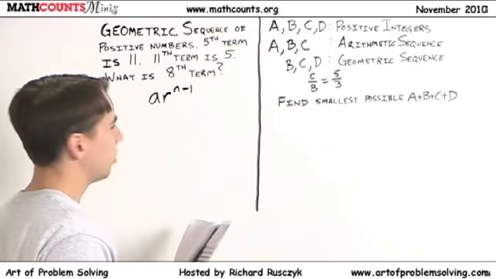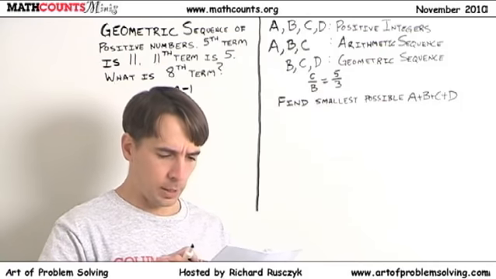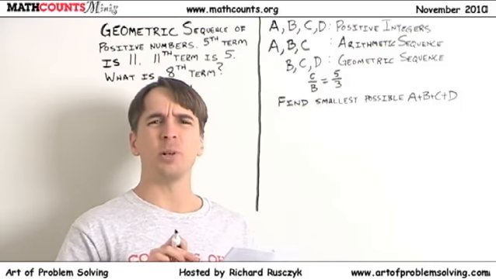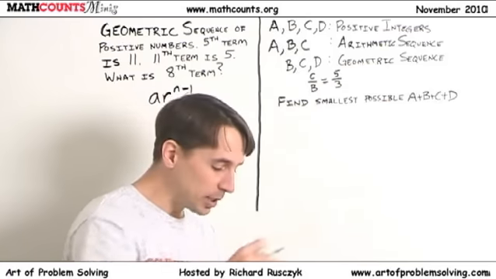And what are a, r, and n? Let's see here. Oh, a is the first term. R is the common ratio. Common ratio? Oh, that's right. Geometric sequence. That's where you multiply by the same thing over and over.